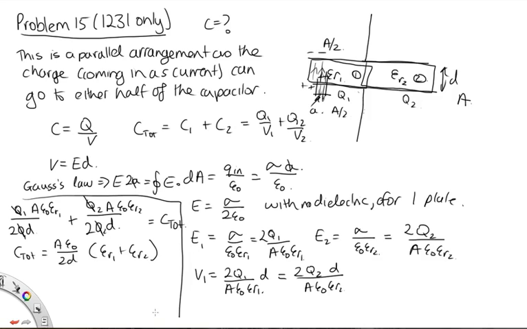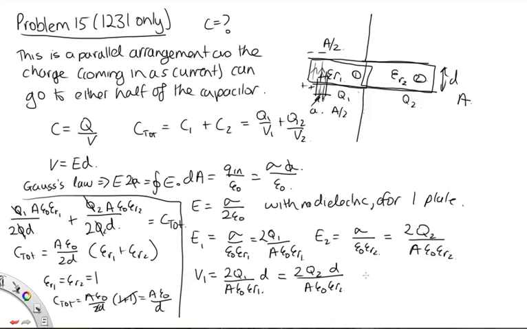We're then asked to consider the limiting cases. So let's consider if epsilon R1 is equal to epsilon R2 is equal to 1, i.e. there's no dielectric here. In that case we have C total is equal to A epsilon naught over 2D outside of 1 plus 1. This cancels with that, and we have A epsilon naught on D, which is the case for a parallel plate capacitor with no dielectric. So that is in agreement with what we predict.